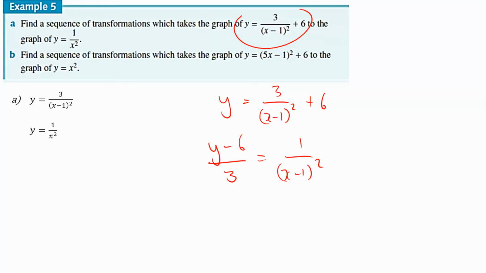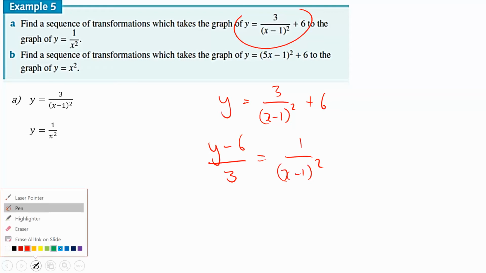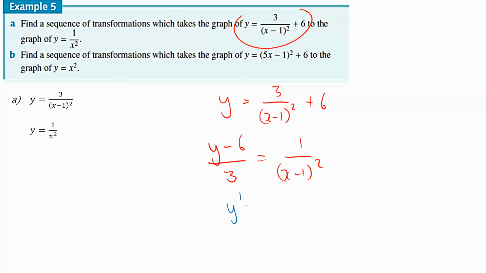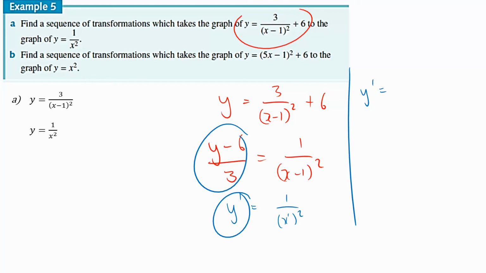So if I compare it, if I write it in blue now, see this is my new, y dash equals 1 over x dash squared. You don't have to do anything now. Y dash equals that, that's your transformation. X dash equals this, that's your transformation. There's no need to do anything else. You can just simply say, here, y dash is apparently equating these two. So y dash is y minus 6 over 3, whereas x dash is x minus 1. You don't have to do anything else.